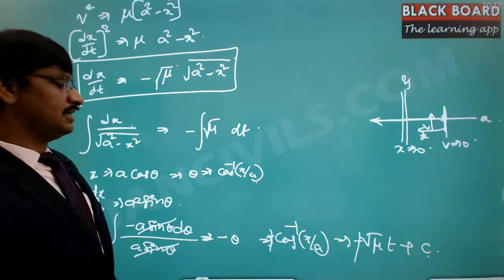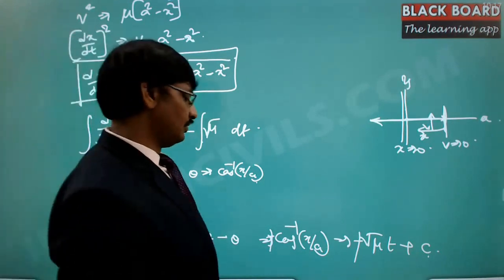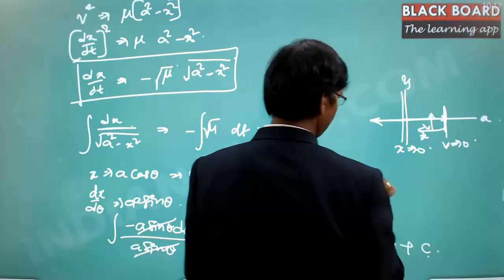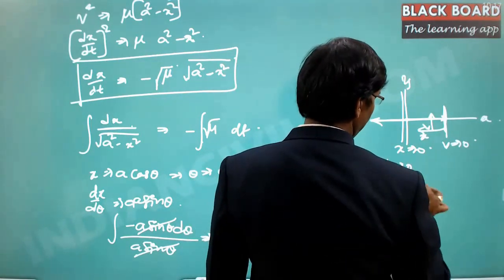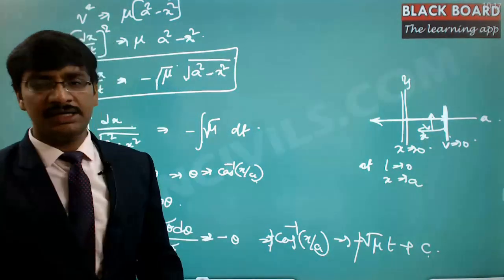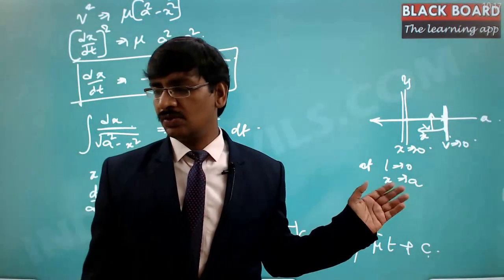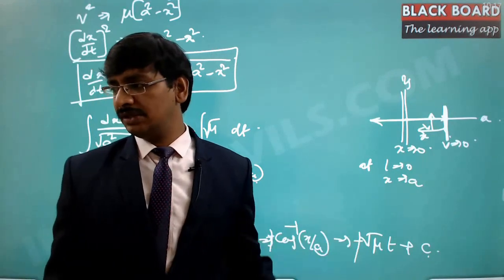Now the initial conditions: at t is equal to 0, x is equal to a, because that is the extreme position we were talking about. That is the initial time. At t is equal to 0, the velocity is equal to 0 and x is equal to a. So these are the two conditions actually.